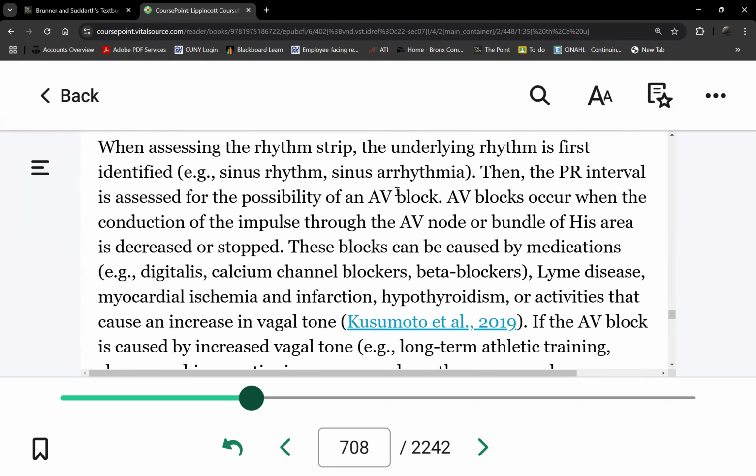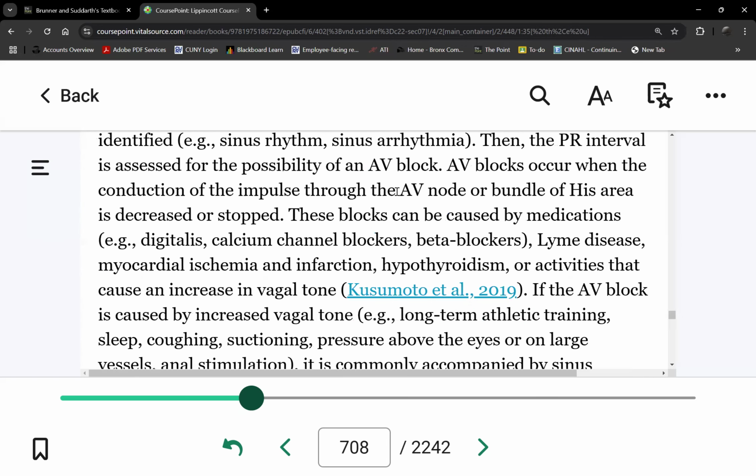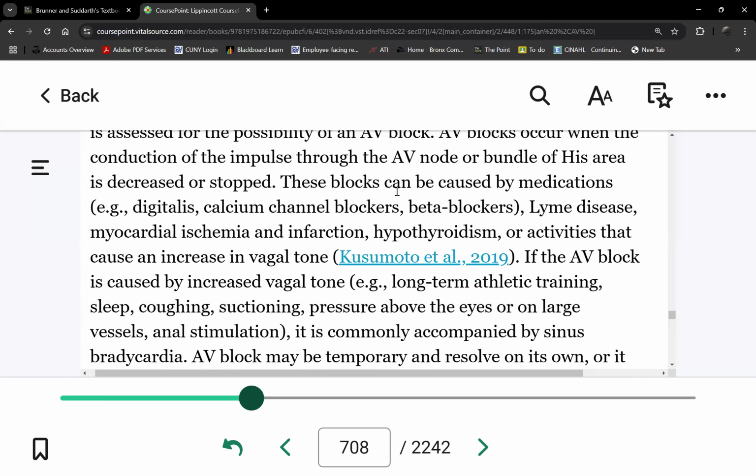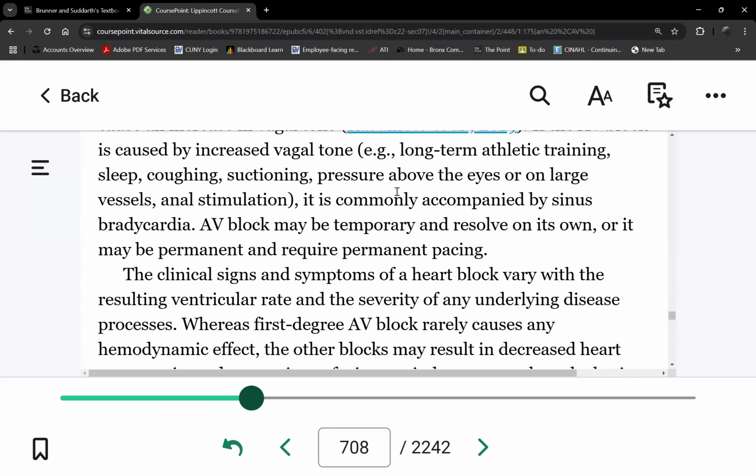Cause another dysrhythmia, correct? Right. So this is one of the consequences. If you're giving the patient any AV blockers like beta blockers, calcium channel blockers, they have the potential to cause heart blocks. Okay. Other medications are digoxin. Those drugs are very notorious for causing heart blocks.